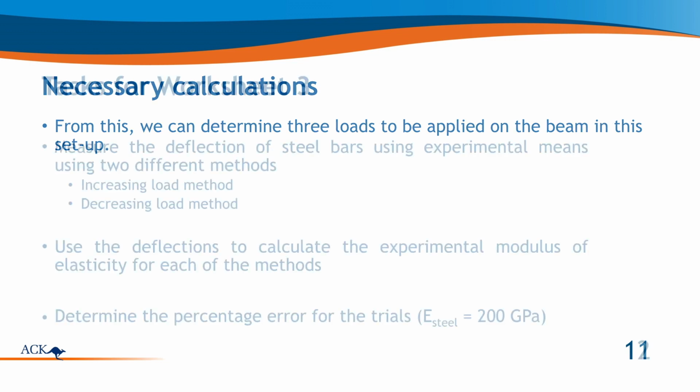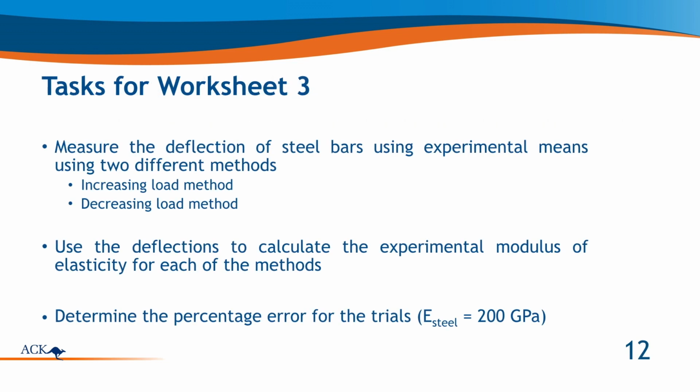Now, for the worksheet that we need to solve, we need to measure the deflection of steel bars using experimental means using 2 different methods. We're going to look at the increasing and the decreasing load methods. Then, once we apply the loads and get the deflections, we're going to use them to calculate the experimental modulus of elasticity for each of the methods. Then, using the 2 averages, we're going to compare them to the actual modulus of elasticity for steel, which is 200 gigapascals.